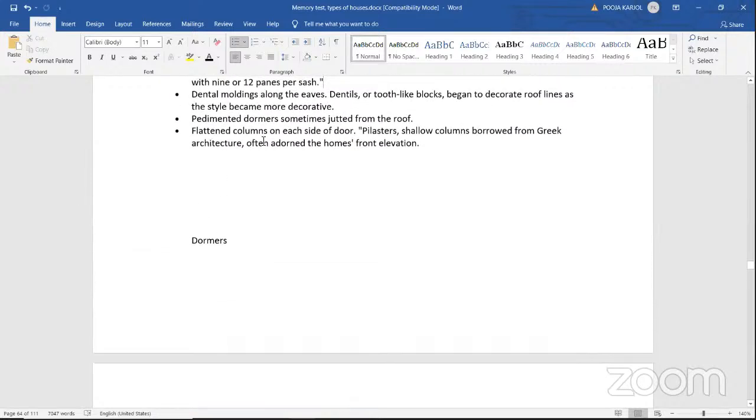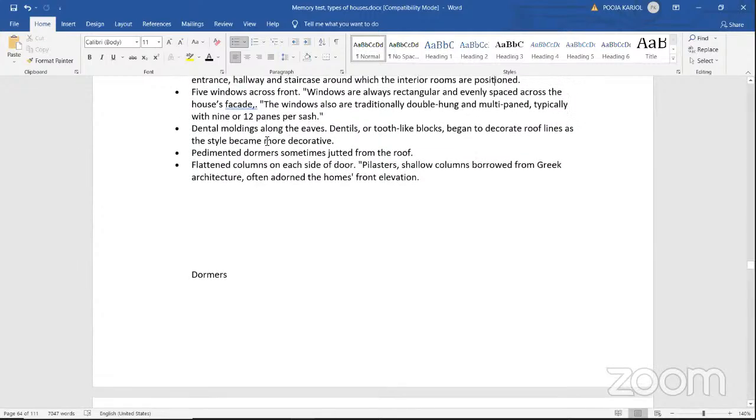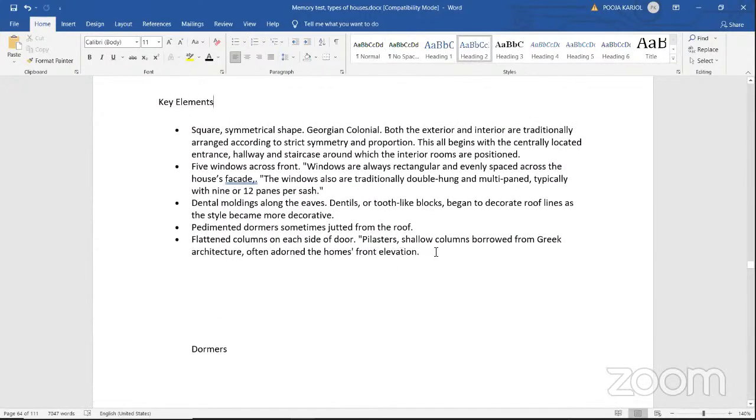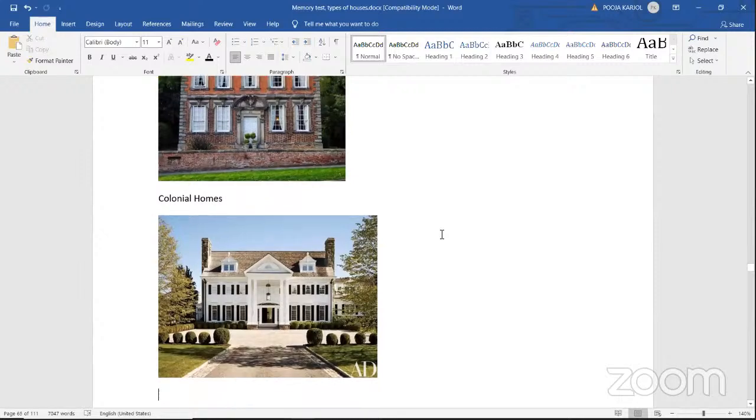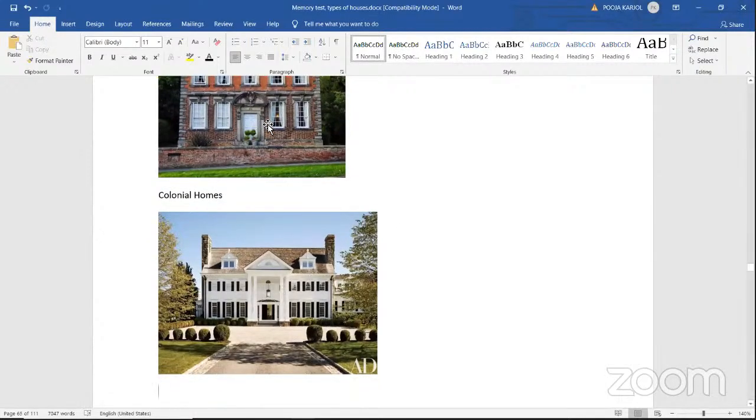Flattened columns. This is an important part for this one. Neoclassical. Pilasters, shallow columns borrowed from Greek architecture. They often adorn the home's front elevation. Front elevation means what it looks like from the front part. The windows are traditionally double hung and multi-paned, typically 9 or 12. That is not important. Dental moldings are there. Pedimented dormers sometimes jutted from the roof. This is a colonial house. This is a Georgian colonial.